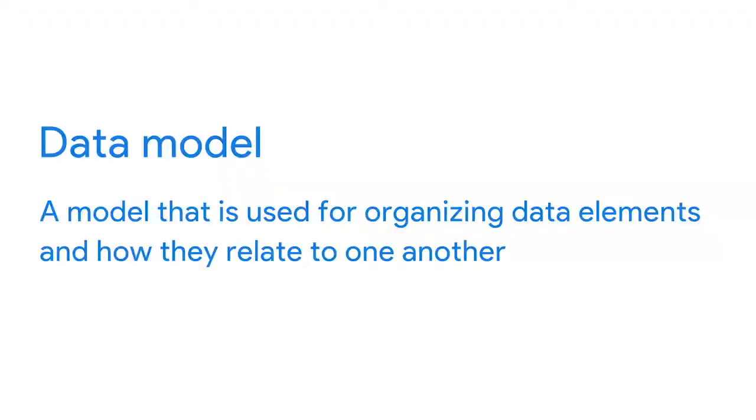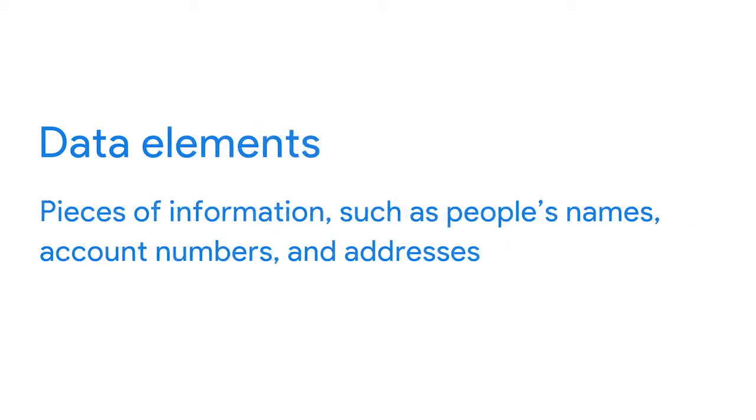For example, if you need to analyze data about the unstructured data in emails, photos, and social media sites, it'll most likely be structured for analysis before you even get to it. Because of that, I want to explore structured data a bit more. As a quick refresher, structured data is data organized in a format like rows and columns, but there's definitely more to it than that. Structured data works nicely within a data model, which is a model that is used for organizing data elements and how they relate to one another. What are data elements? They're pieces of information, such as people's names, account numbers, and addresses.